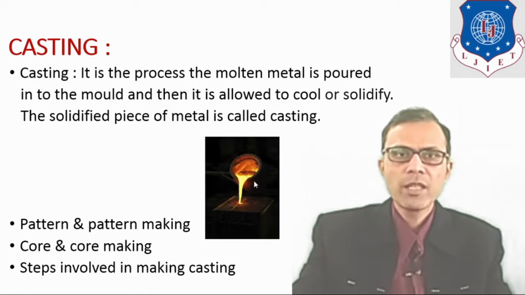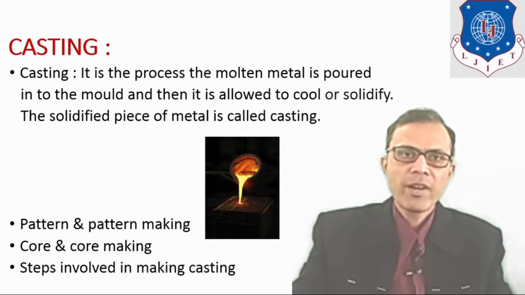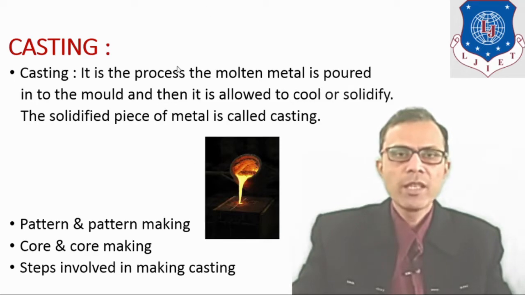Here you can see in this photographic view of the procedure, molten metal is being poured into the mold cavity. After pouring, it is allowed to cool down for some time, and when it gets solidified, it will get the exact shape of the pattern or the mold cavity. So the obtained product is known as the casting.